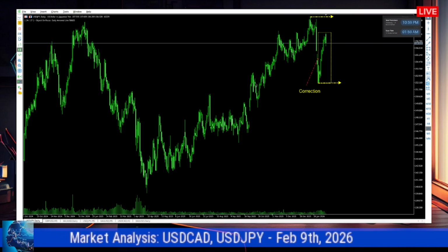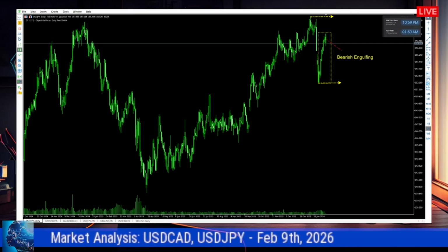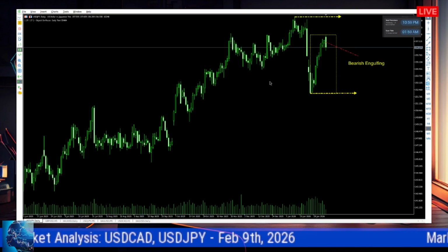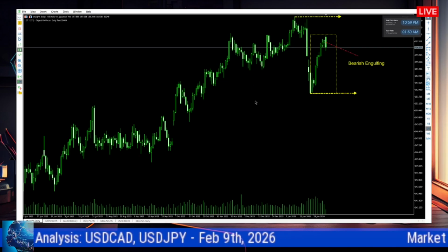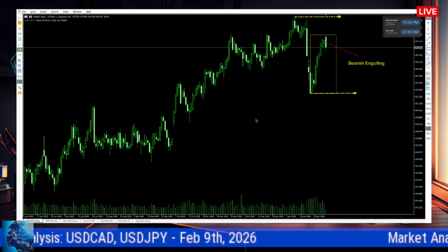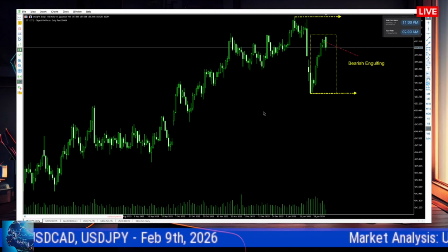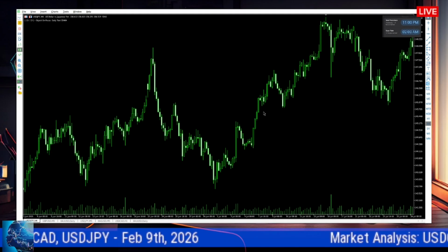As for price action, we see there is a bearish engulfing candle here. It is a significant signal for most price action traders. Okay, next we move to the 4-hour chart for more details.